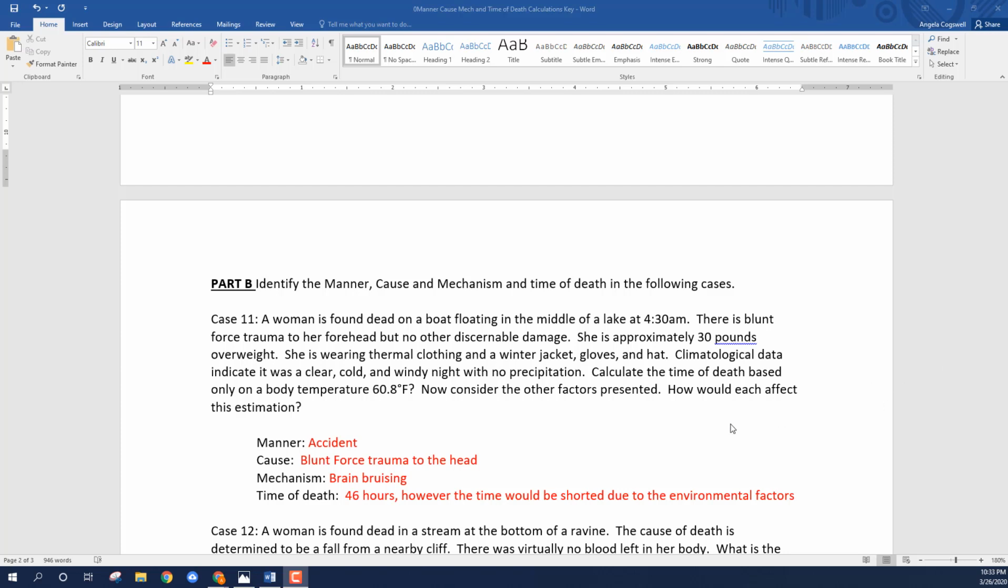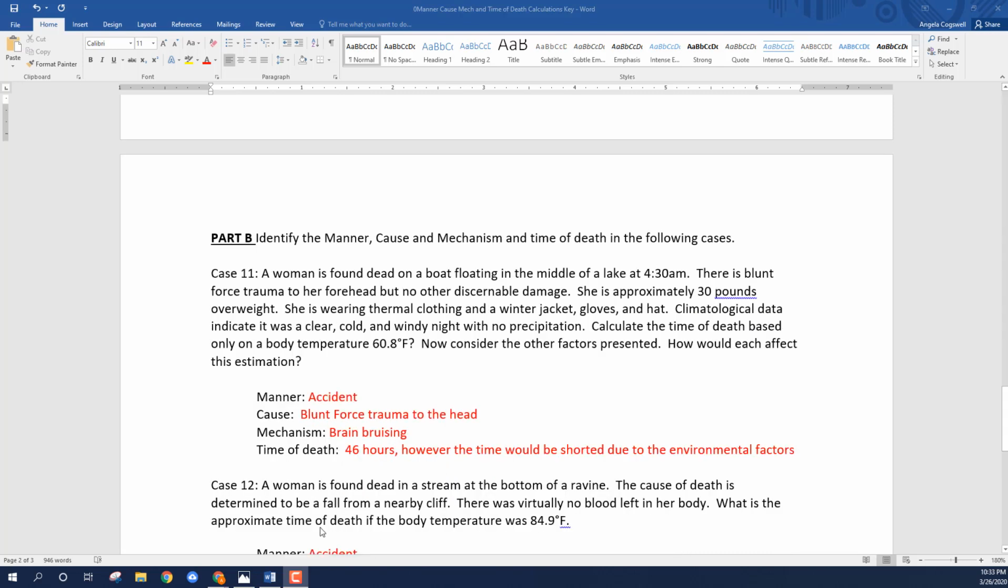Okay, a woman is found dead in a stream above a ravine. A ravine is like a cliff. The cause of death is determined to be a fall from a nearby cliff. Well, there, I'm telling you what the cause of death is. There is virtually no blood left in her body. What is the approximate time of death if her temperature is 84.9?